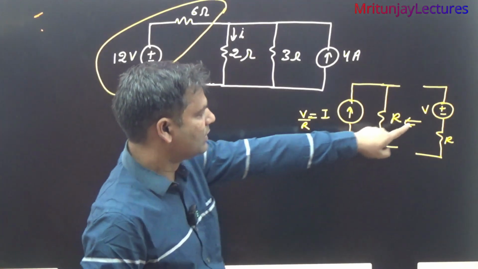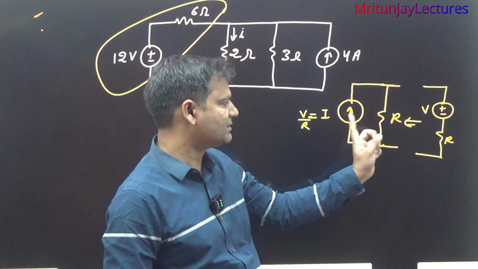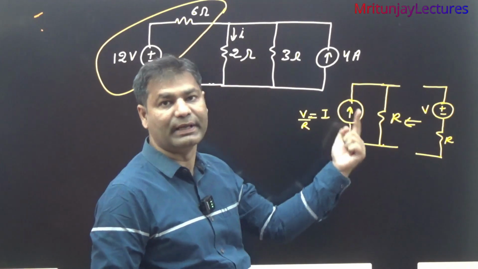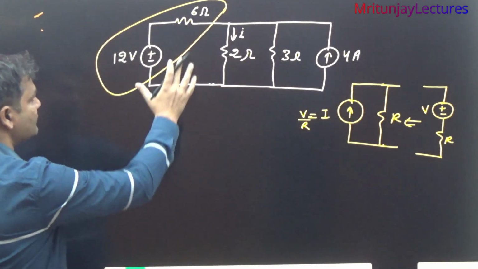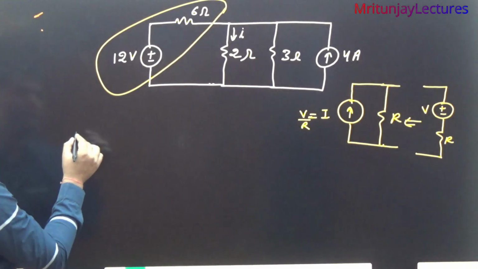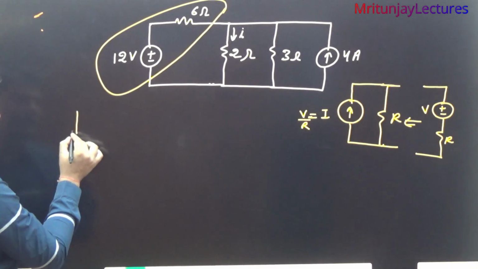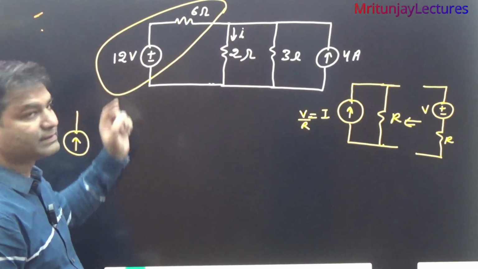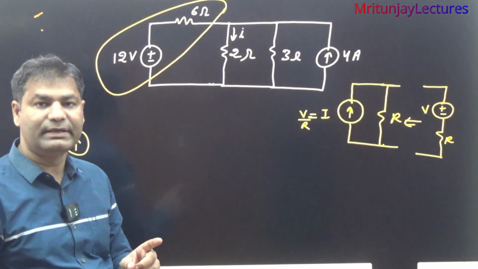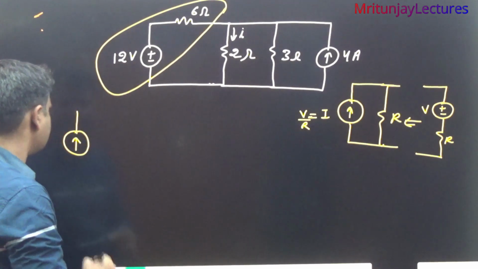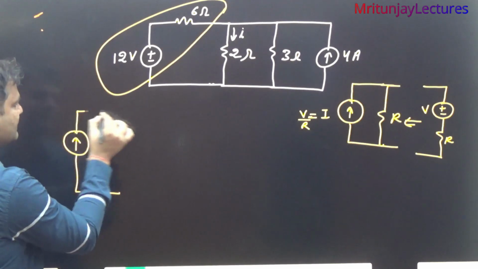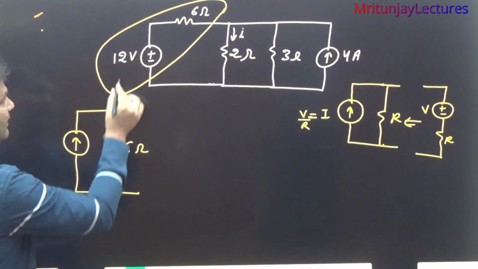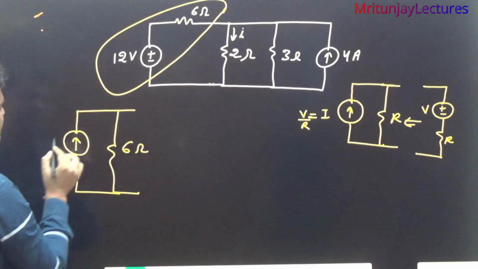The current direction is decided by the voltage polarity, here positive, here negative. So the direction of current is upward. Why? Because of plus here, minus there. And what about the current? The current is 12 divided by 6. And that resistance is 6 ohm. And 12 divided by 6 is 2 ampere.